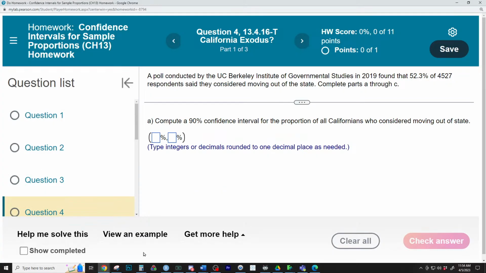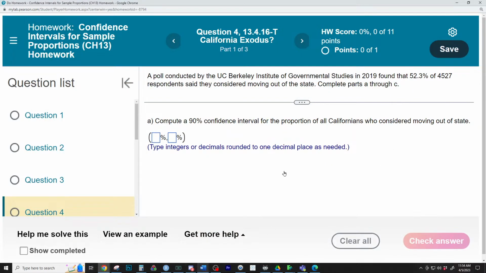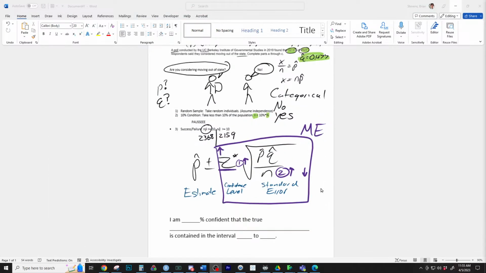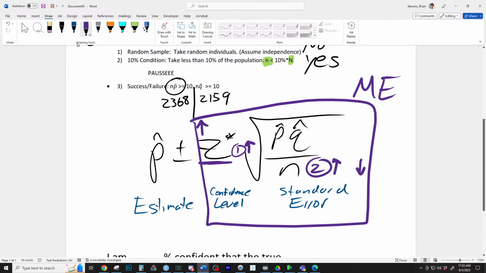It asks right here, compute a 90% confidence interval. So we know our notation. We need the z-score for 90% because that's going to be important for us to get the computation. 1.6449, and I would do 4 decimals. So there's the z-score. We're going to go back here to our notes and go to our z-score. Plug that value in.